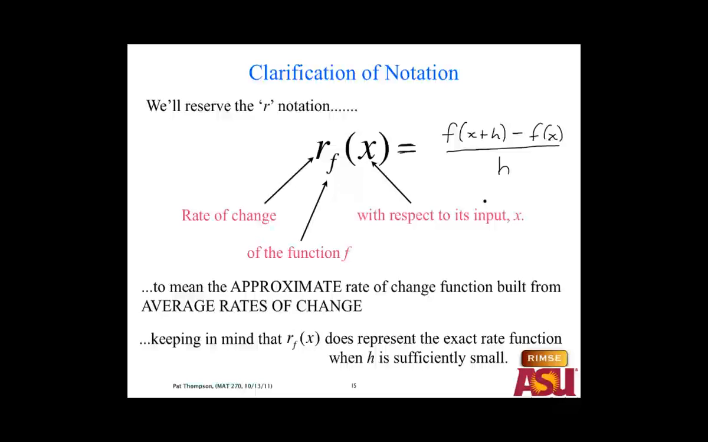So this notation is kind of versatile for us. If h is some finite value, then it's the average rate of change function, the approximate rate of change. If h is small enough, it's the exact. Okay, so hopefully that doesn't upset things too much. Is this okay? So this R notation will just be that ratio, the average rate of change function. And we know that that can be the exact rate when h is sufficiently small.